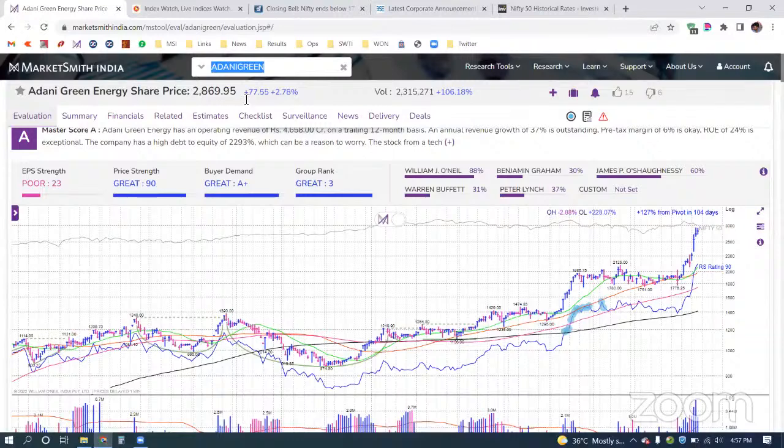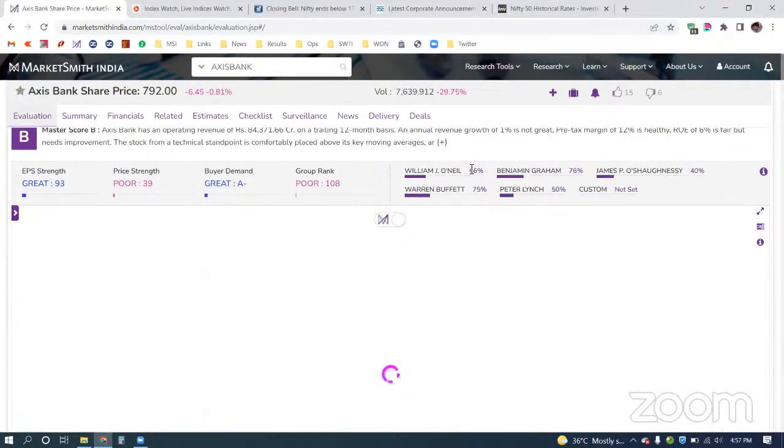Vakar, I'll be taking the Axis Bank trading and Share India Securities as well. Okay. Sure, Ashutosh, sure.